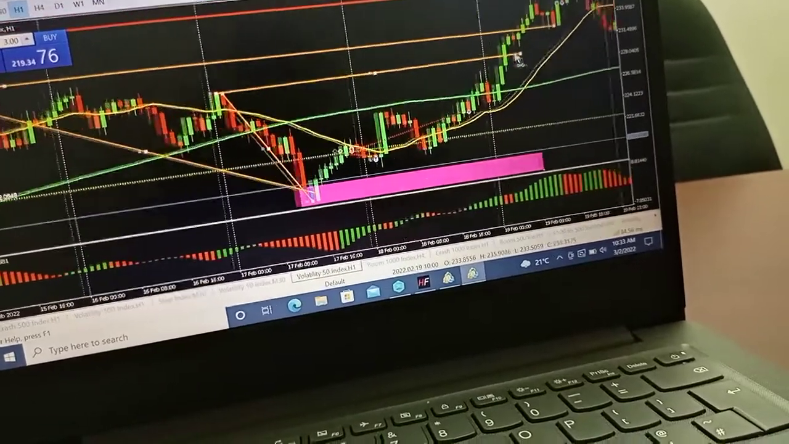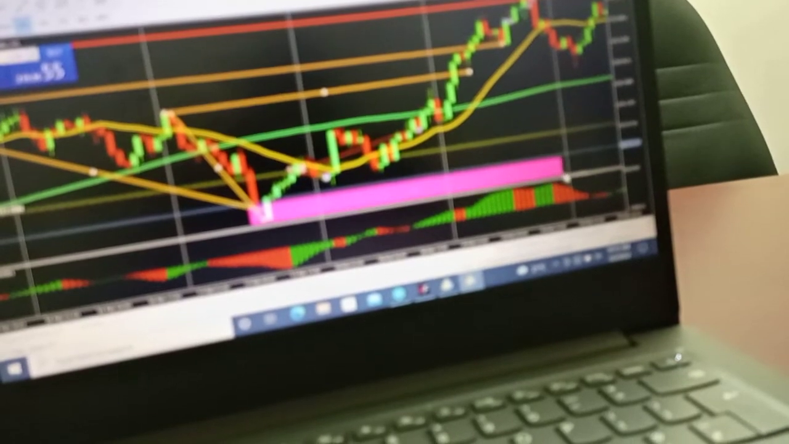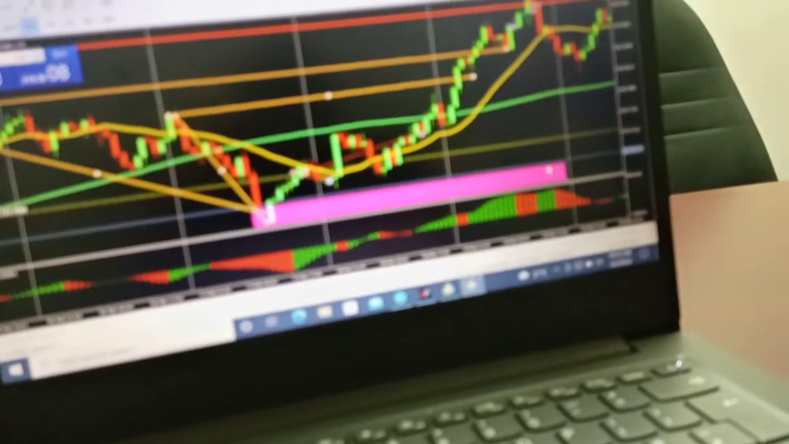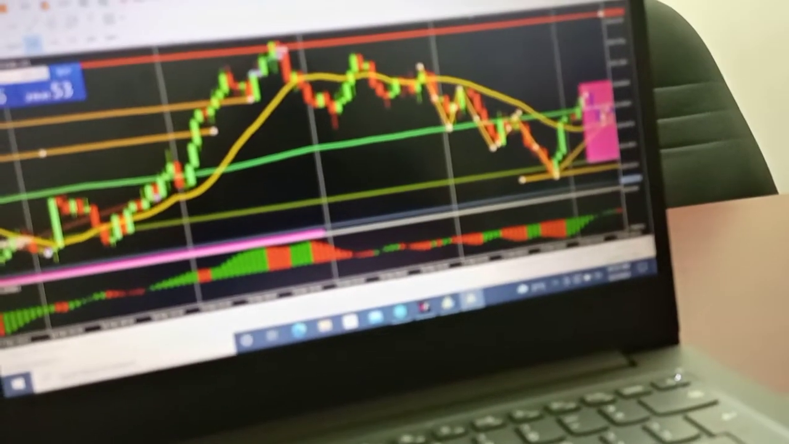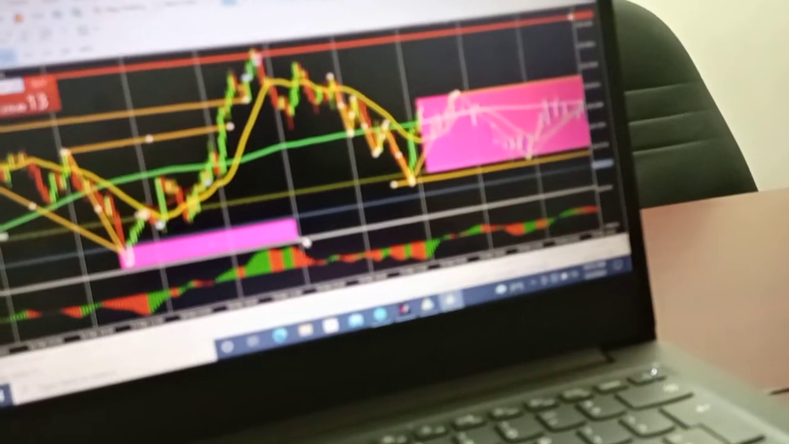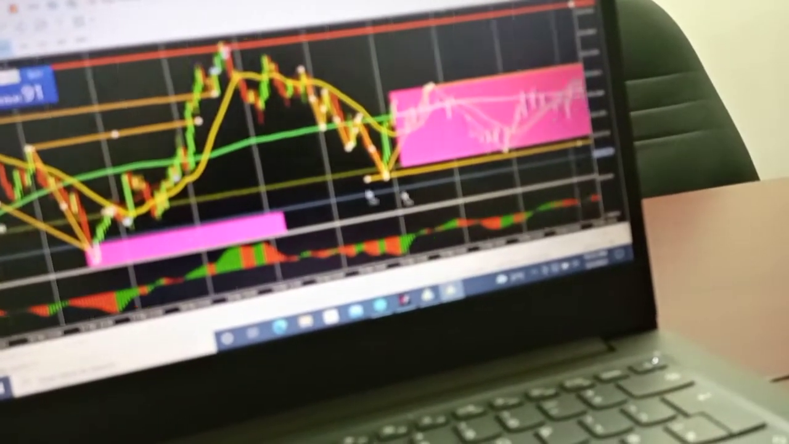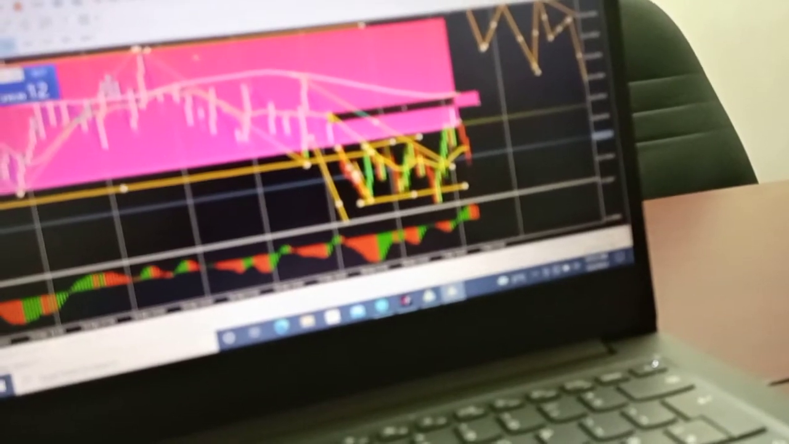Once we break, when the market comes here in the future, what can you do? You can put a buy limit here, or even a sell limit, whichever the case. And yeah, you can buy in that area. So that is the case. That is one of the best setups.